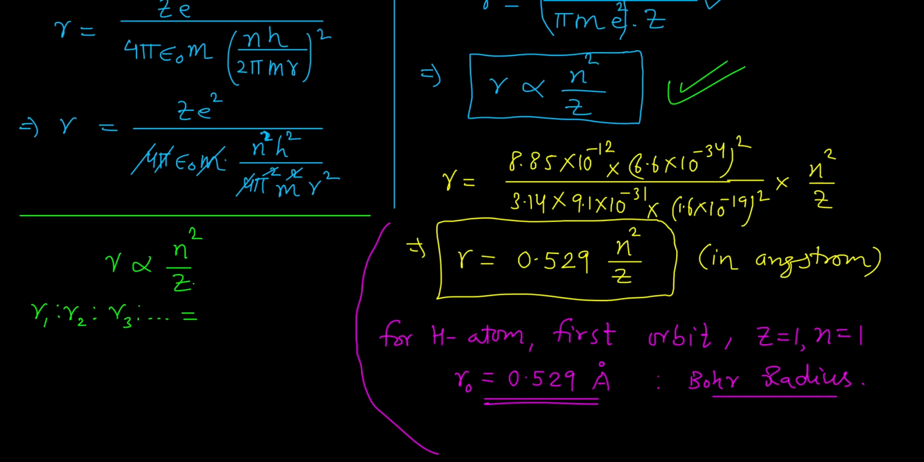So you know that if z is constant, R is proportional to n square. So the R1, R2, R3 ratio will be 1 square is to 2 square is to 3 square, means 1 is to 4 is to 9 and so on. So this is one thing. And similarly, if you have hydrogen atom and helium plus ion, for them the radius will be inversely proportional to z. If you want the ratio of the first orbit for the hydrogen atom and helium plus, because it is inversely proportional to z, you will write radius of hydrogen is to radius of helium plus will be equal to 2 is to 1, because atomic number of helium is 2 and atomic number of hydrogen is 1.